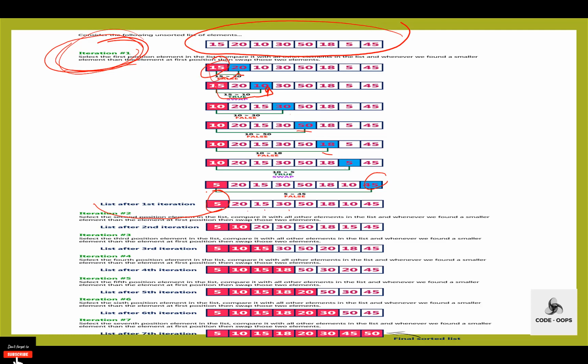In the second pass, select the second position element in the list, compare it with all other elements in the list, and whenever we find a smaller element than the element at the second position, then swap those two elements. First of all, compare 20 with 15. 20 is greater than 15. The condition is evaluated to be true. Then interchange.